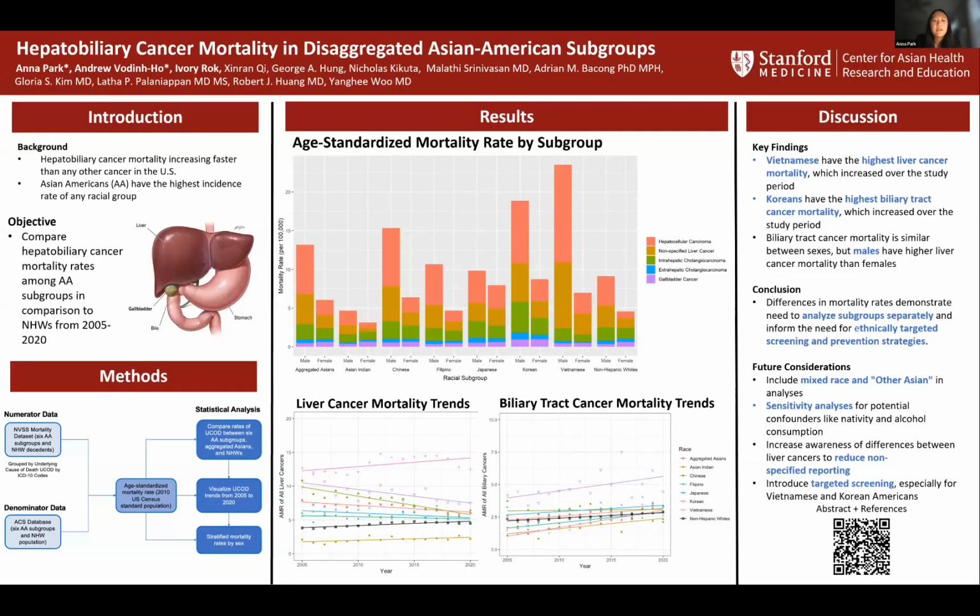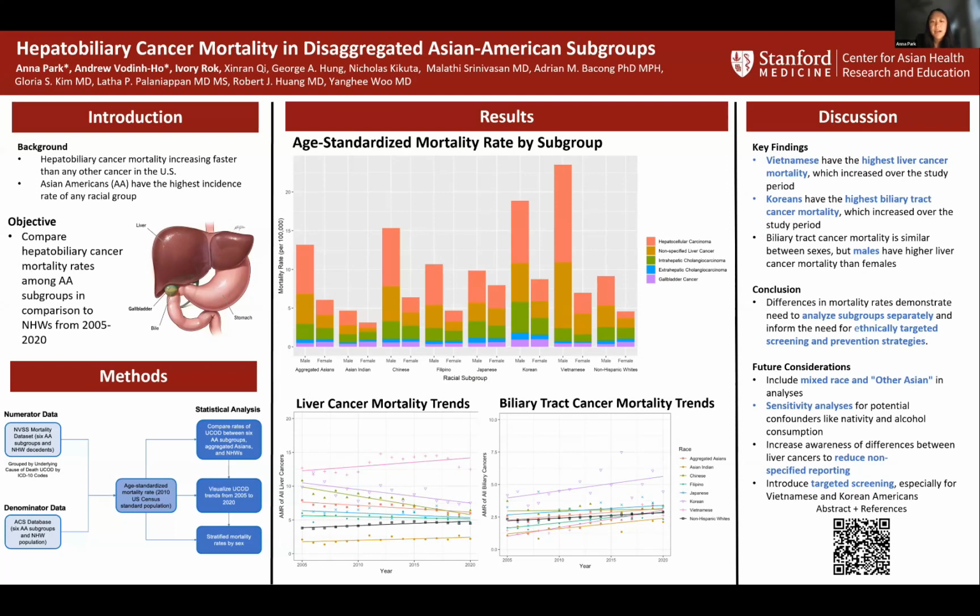Hi, everyone. Welcome to our discussion of our large database project, which is the disaggregation of hepatobiliary cancer mortality among Asian American subgroups. Our team consists of me, Anna Park, Andrew Vodinh-Ho, and Ivory Rock, with our team science fellow, Shinran Ki, and mentors Dr. Robert Huang and Dr. Wu.